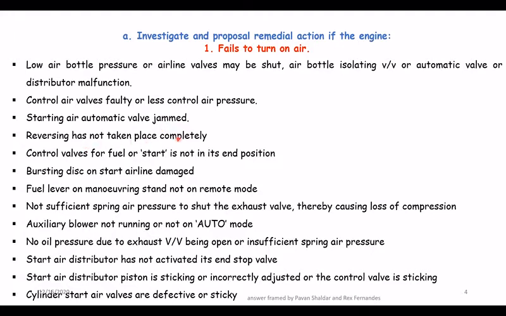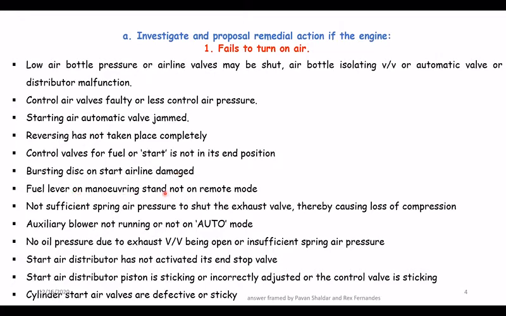Reversing not taking place completely. Okay, so this problem has to be looked into. Maybe the reversing mechanism is stuck. Controlling valve for fuel or start is not in its end position. Okay, that time also you can have a starting on air problem. So again, these particular linkages have to be checked. You give a kick ahead and astern maybe, and you may get a kick, or else you have to overhaul these linkages. Bursting disc on starting airline damaged, okay, of that particular unit. When it's going to fire, that unit's bursting disc has been damaged, maybe 2 or 3 must have been damaged, that's why you are not able to turn on air.